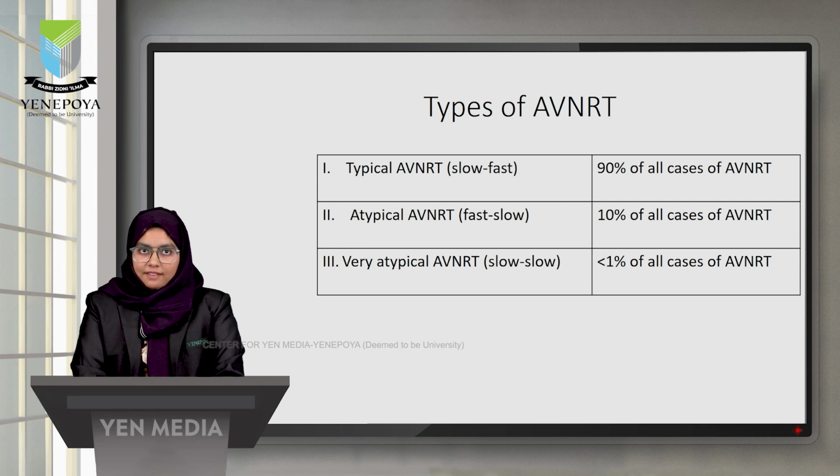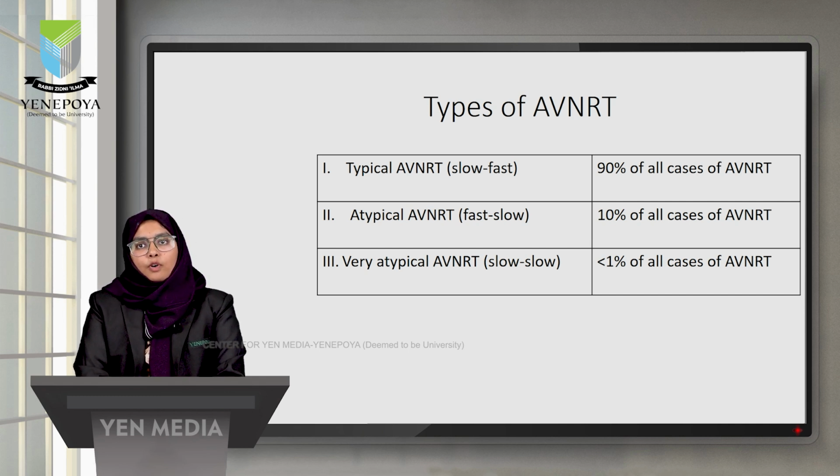There are three types of AVNRT. First, typical AVNRT, also called slow-fast AVNRT, which is 90% of all cases of AVNRT. Next we have atypical AVNRT, which is fast-slow pathway, that is 10% of all cases of AVNRT. Next is very atypical AVNRT, that is slow-slow, which is less than 1% of AVNRT.